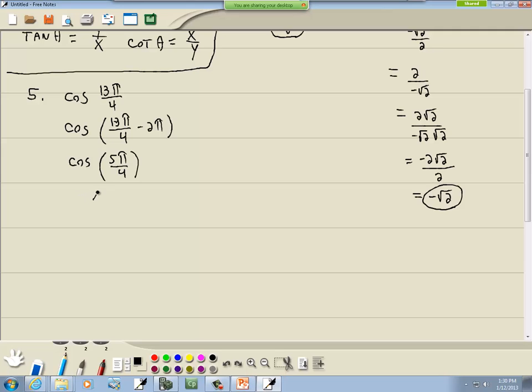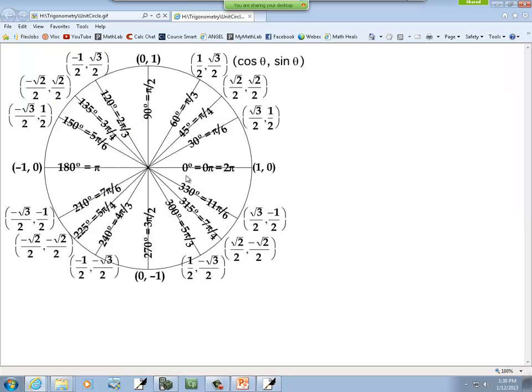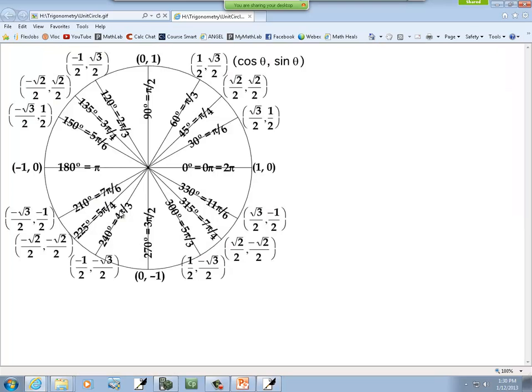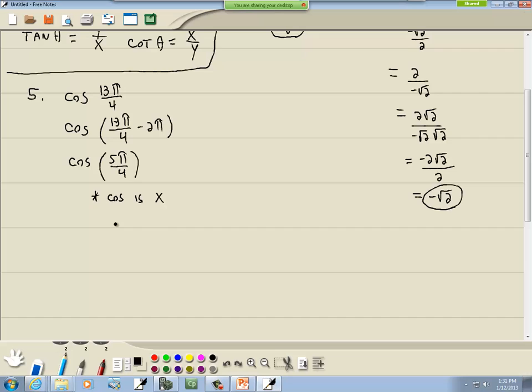And recall, cosine is x if it's on the unit circle. So if I come over here at 5 pi over 4, that's right down here. This seems weird. Let me double check my math. Negative 2 times 4 is negative 8. Yeah, 5 pi over 4. 5 pi over 4 is right here. X is negative square root of 2 over 2. So our answer here will be negative square root of 2 over 2.